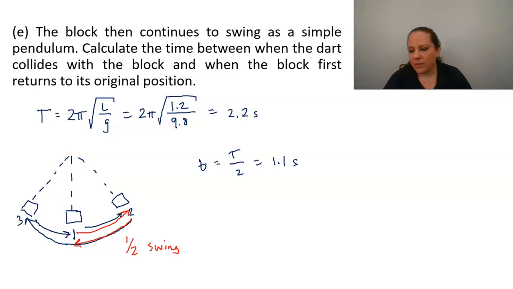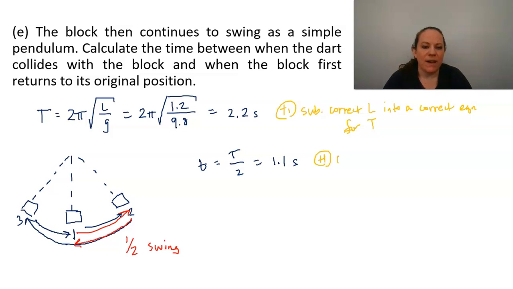And our scoring here, we have 1 point for correct substitution of the correct length into a correct equation for period. And then our second point, oops, I didn't mean to write over top of that little scribble. Our second point will be for correctly dividing the period in half to solve for the time.